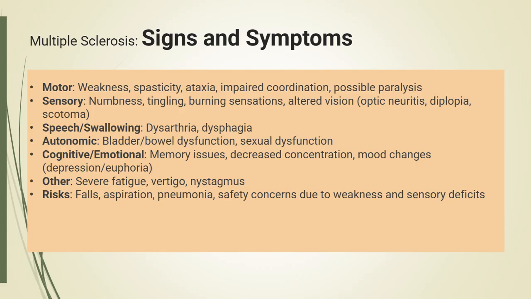Multiple sclerosis also affects speech and swallowing. Patients may develop dysarthria, or slurred speech, from impaired muscle coordination, and dysphagia, or difficulty swallowing, due to weakened or uncoordinated muscles used in swallowing. Autonomic symptoms are also common.